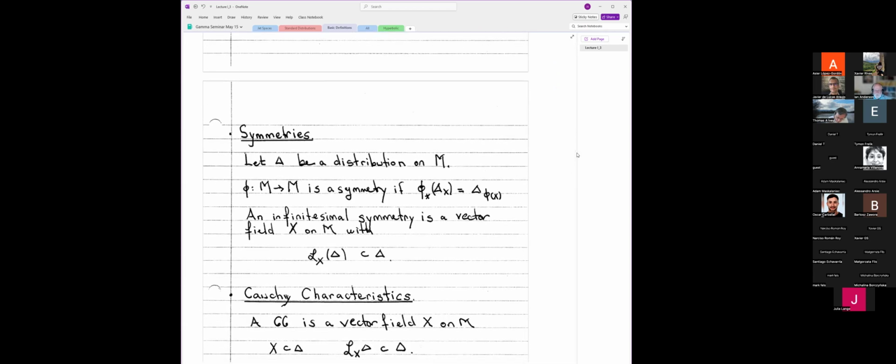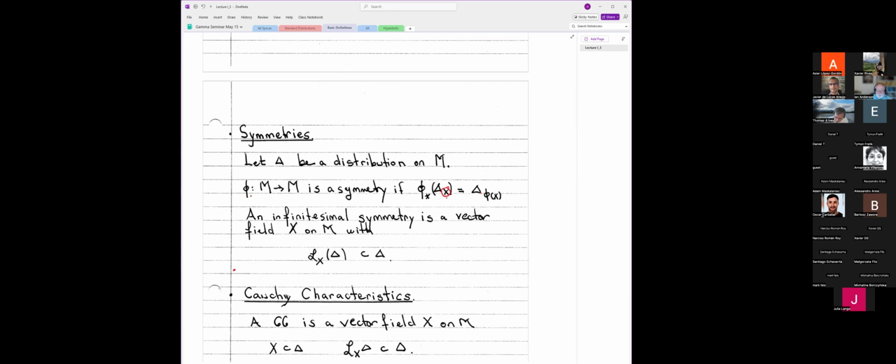Symmetries, I think, again, most people know how that goes. We'll do the distribution version. So we have a distribution on a manifold. A local diffeomorphism from M to M is a symmetry if, when you push forward the distribution at some point x, you get the distribution at the image point. An infinitesimal symmetry is a vector field X on a manifold such that the Lie derivative of the distribution is inside the distribution.